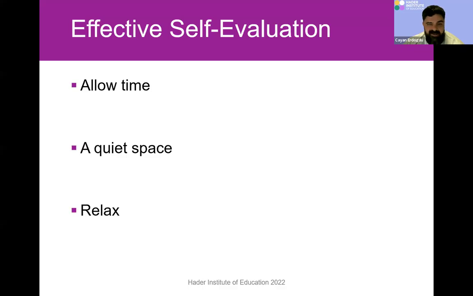Quiet space. A calm and quiet environment is crucial for deep reflection and also allows you to focus and think critically about your actions and your decisions and their outcomes. Relax. Reflection is most effective when you are in a relaxed state. So taking time to breathe and center yourself can help you think clearly and objectively about your experience.